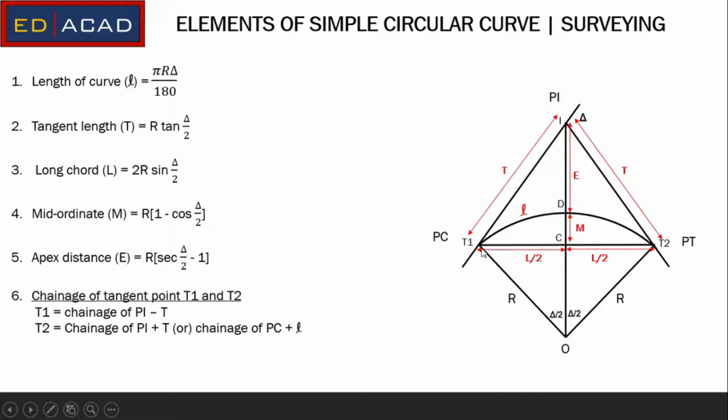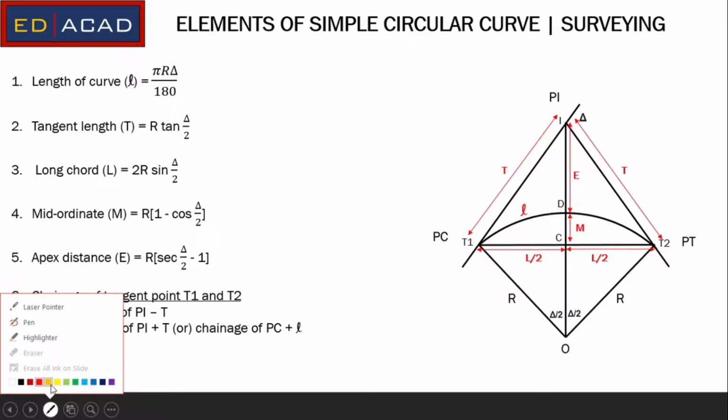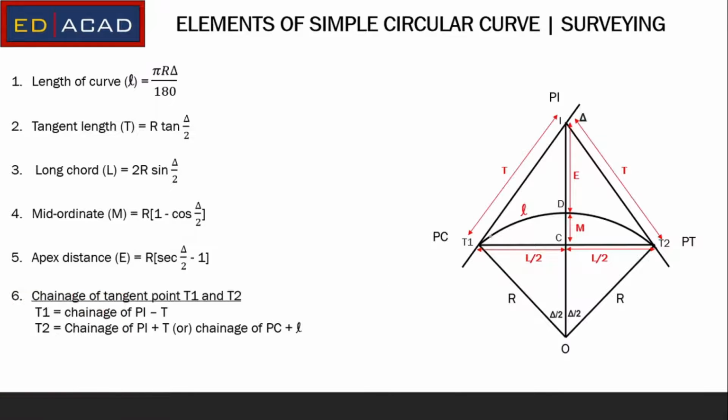A simple circular curve is an arc of a circle which is placed between straight lines, or the straight lines are tangent to it. So this arc of a circle will be a part of a single circle. I mean, for both the parts the radius will be same, and this constitutes a simple circular curve.